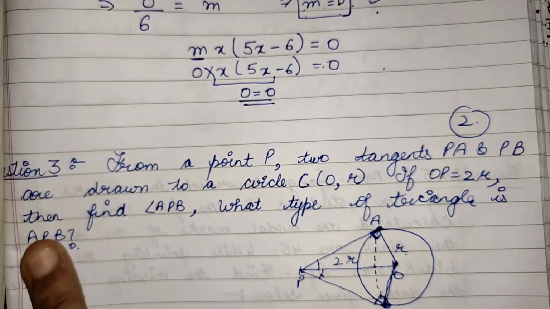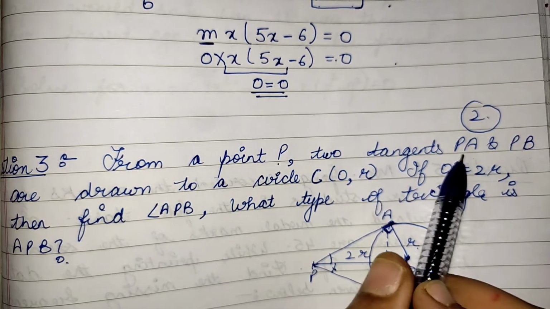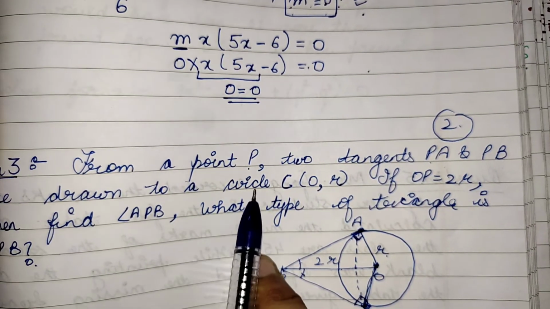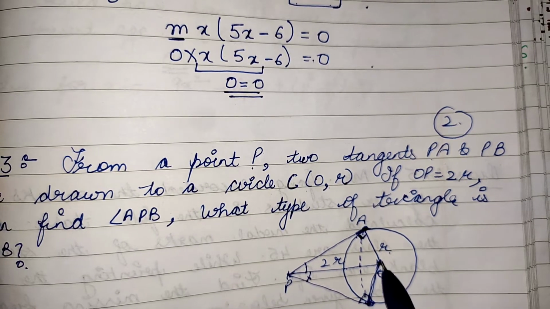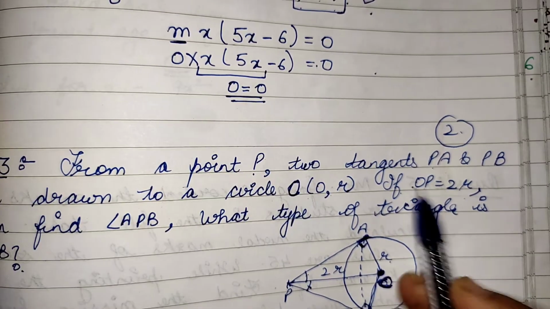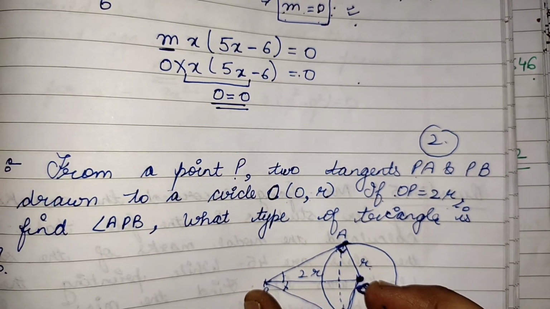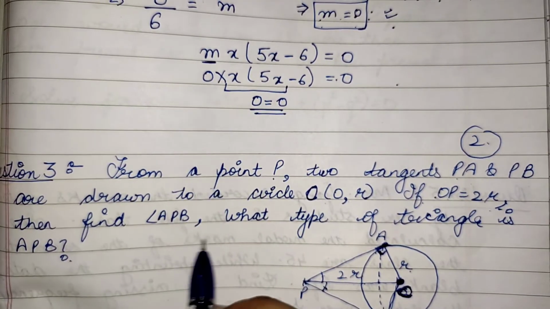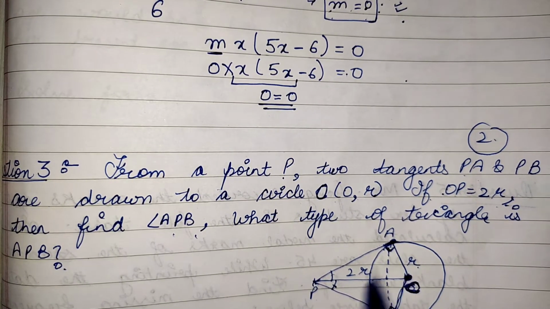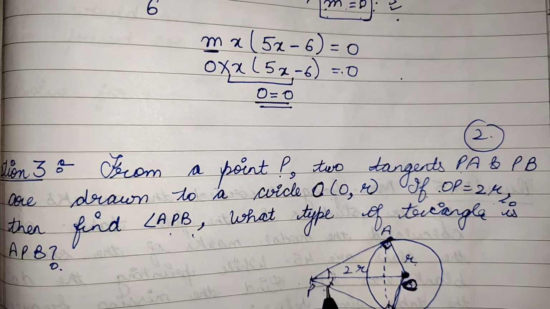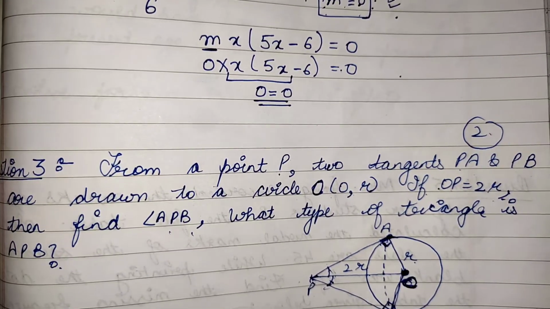So coming to question number 3. Question number 3 says that from a point P two tangents PA and PB are drawn to a circle with center O and radius r from a point P. If OP is equal to 2r, then we have to find out the value of angle APB. Angle APB we have to find out, and we have to tell what type of triangle APB is.